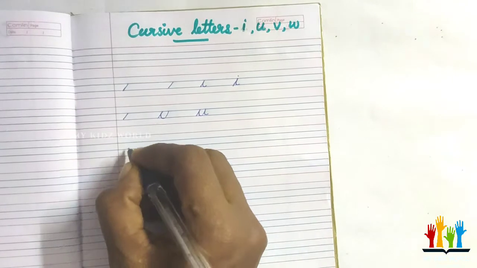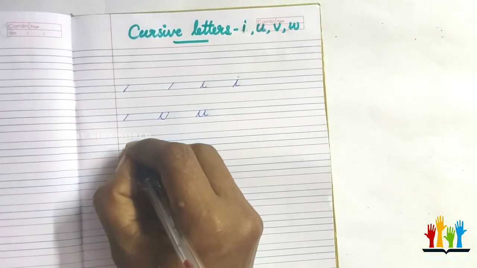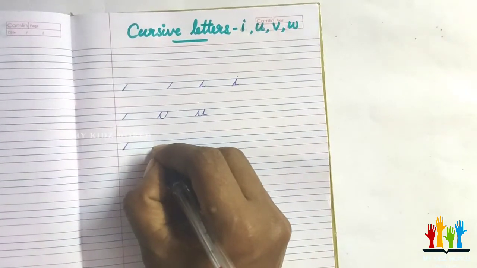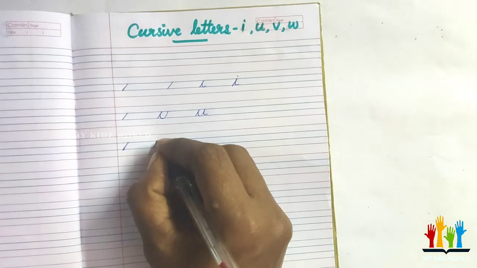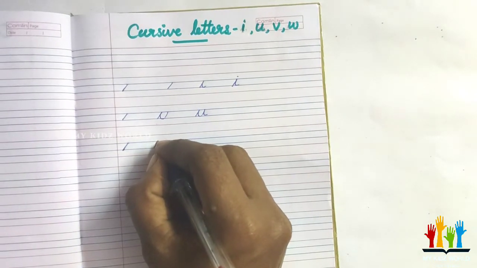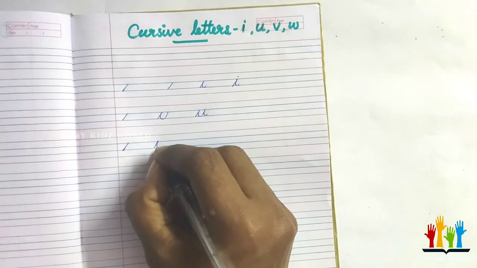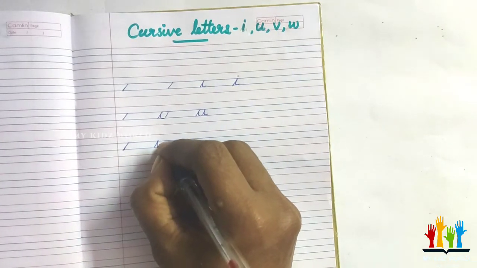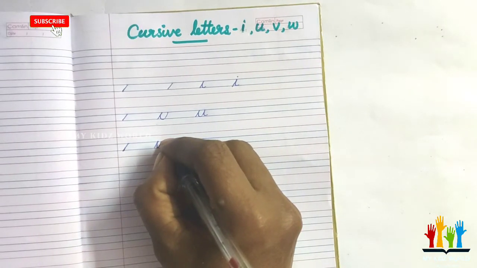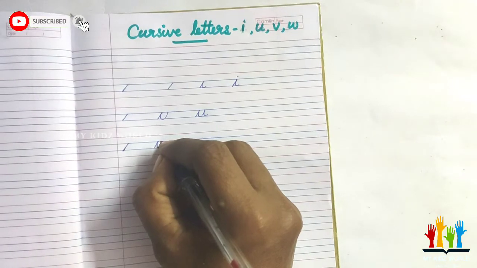Next letter V. Draw a slanting line. Touch the second line. Come down. Again draw a slanting line. Touch the second line. Then make a loop.